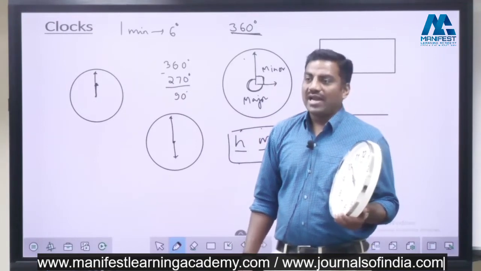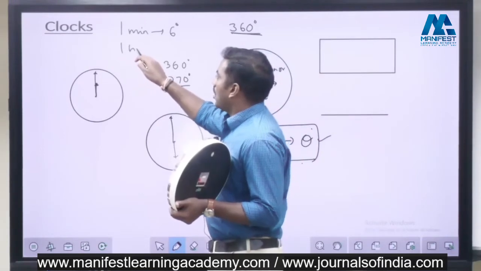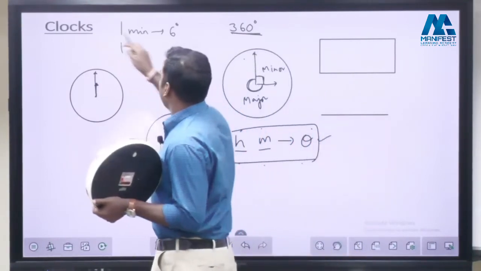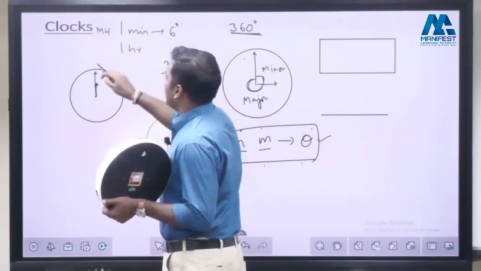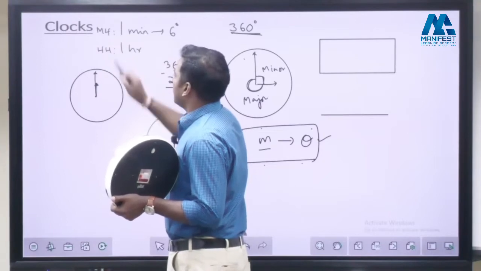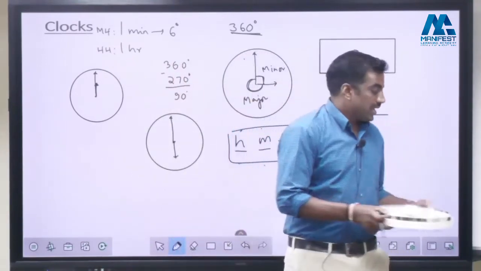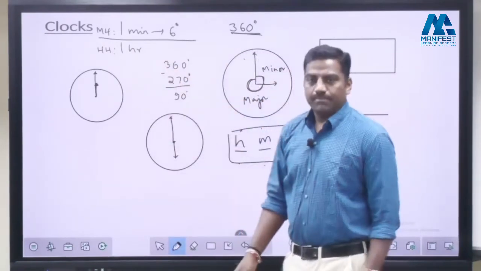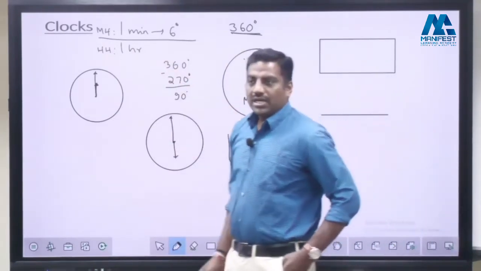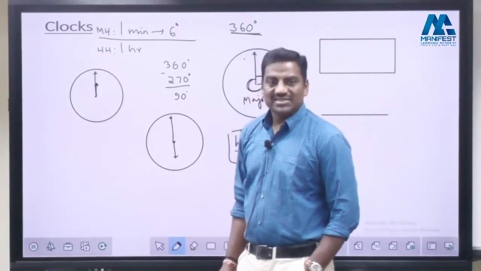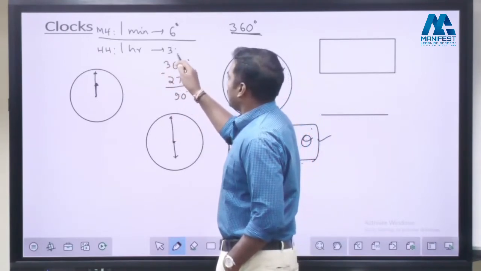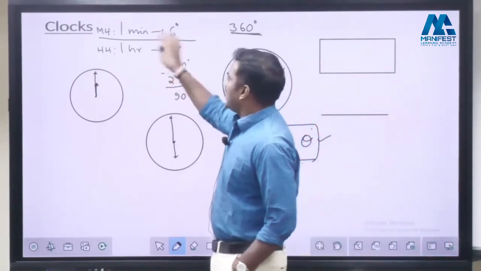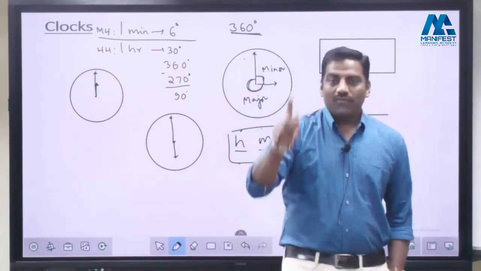Coming to the hour hand, in 1 hour, how many degrees are covered by the hour hand? This is the minute hand and this is the hour hand, because they move with different speeds, right? The minute hand covers 6 degrees in 1 minute, correct? Coming to the hour hand, in 1 hour it covers one sector, so that is 30 degrees.